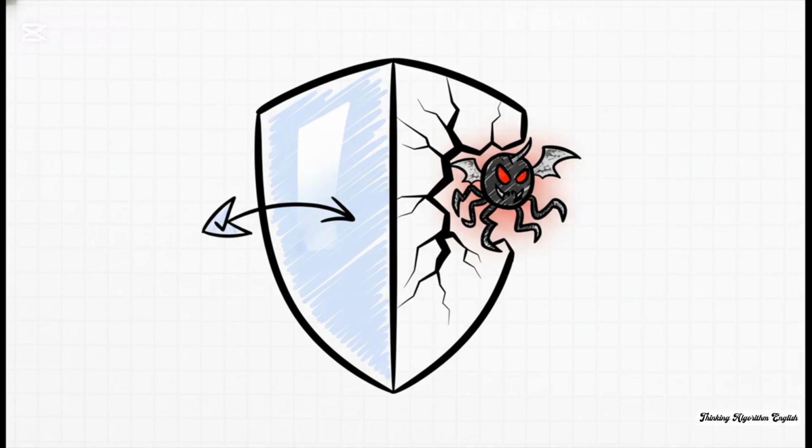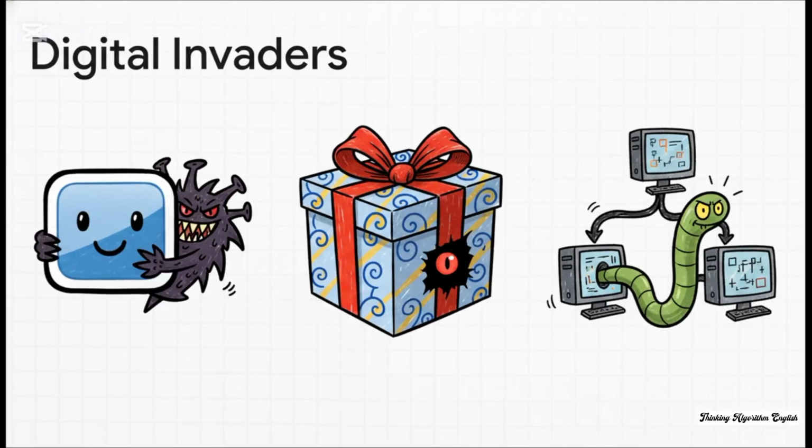But here's the catch. A computer's greatest strength, its amazing ability to follow instructions perfectly, is also its single greatest weakness. Why? Because it will follow any instruction it's given, even the malicious ones. And this is exactly where we get digital invaders. Viruses that latch onto real programs, Trojan horses that trick you into running them because they look useful, and worms that can spread all on their own. All of these things simply exploit the computer's blind obedience.